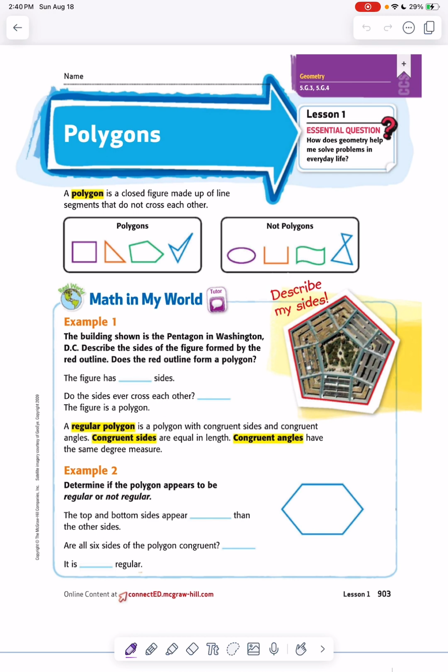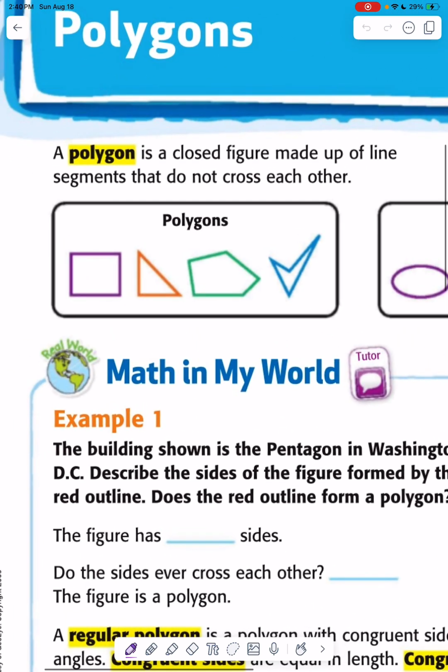So, three things you need to know about a polygon are they have straight sides, okay? They have at least three vertices or angles, okay? And they are always closed figures.